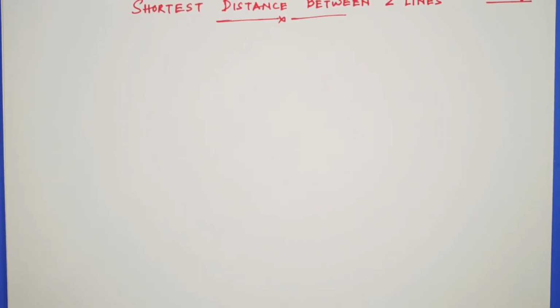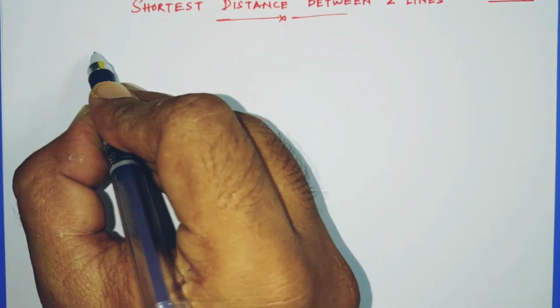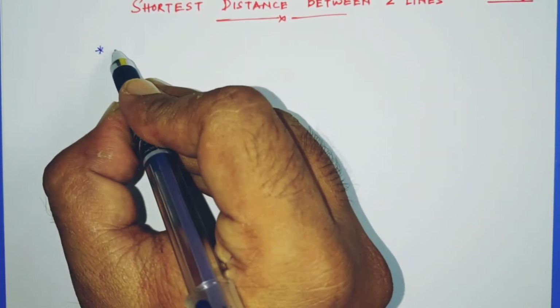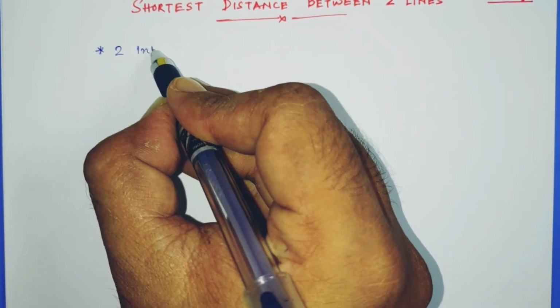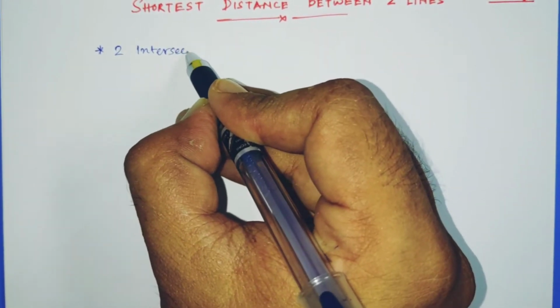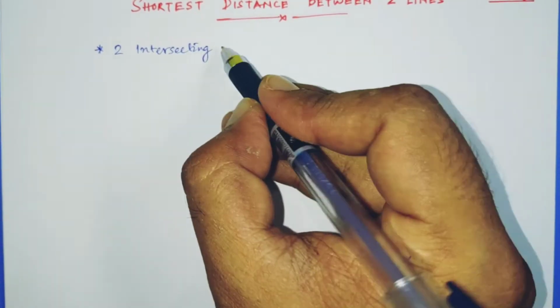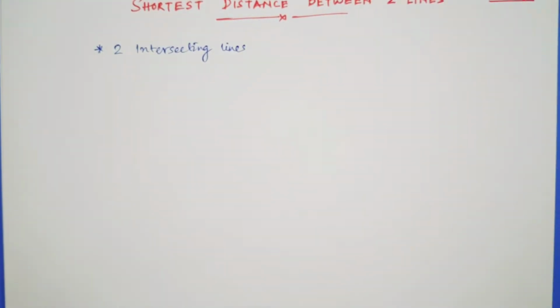So today we are going to discuss the topic of shortest distance between two lines. The first thing we are going to do is the shortest distance between two intersecting lines. So what is the shortest distance between two intersecting lines?